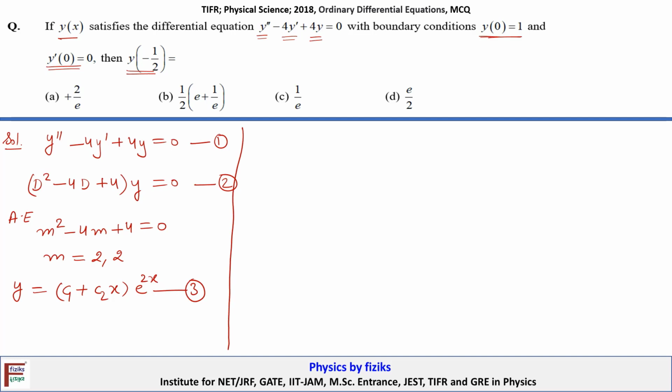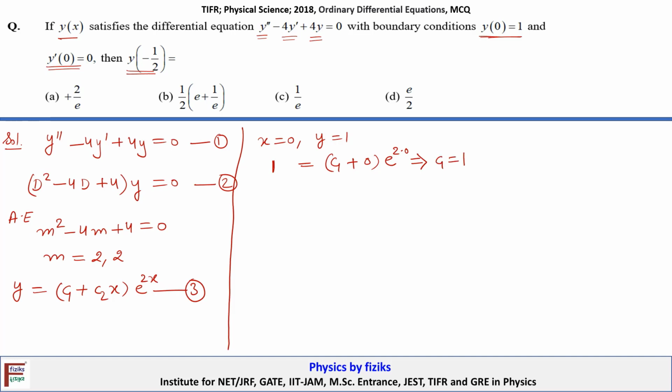Now here there are two arbitrary constants, c1 and c2. We can obtain the values of c1 and c2 by using the boundary conditions. The first boundary condition is that at x = 0, y becomes 1. Then from equation 3 we can write 1 = (c1 + c2 times 0) e to the power 0, where the exponential factor becomes 1, and from here c1 = 1.